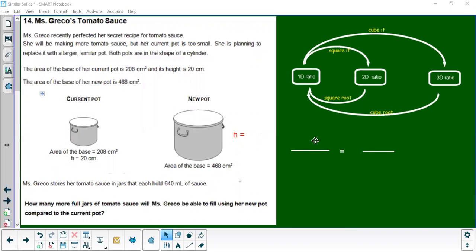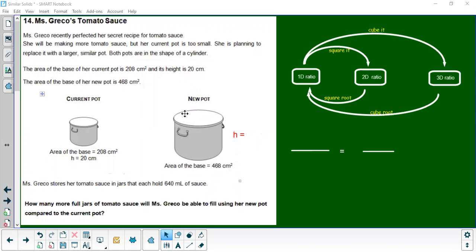Okay, so here we have a problem where we have to use our knowledge of similar solids. Let's read it. Miss Greco recently perfected her recipe for tomato sauce. She will be making more tomato sauce, but her current pot is too small. She's planning to replace it with a larger pot.